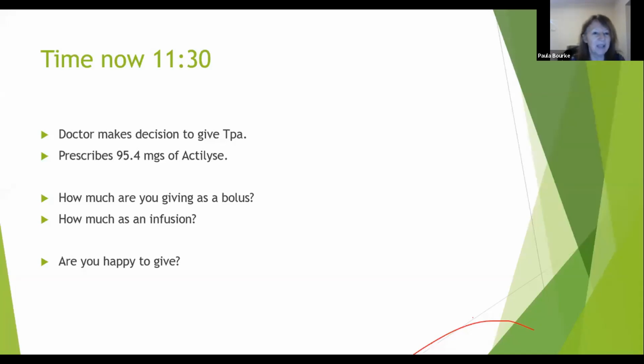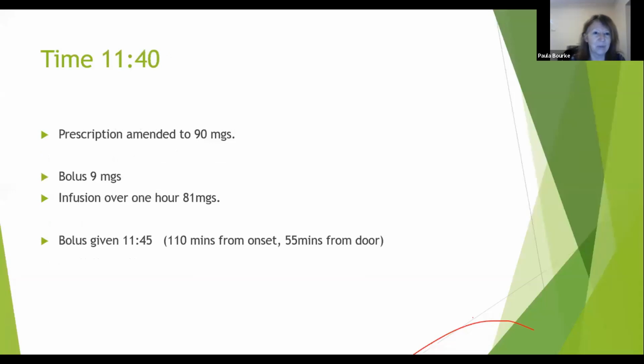Everybody gets into a panic. Mistakes are easy to be made. And everybody's aware that it's 0.9 per kilogram. And it's very, very easy to forget. Okay? So 2 brains are much better than 1. So use the doctor's and your own. 11:40, sorry. Prescription amended to 90, bolus 9, infusion 81. Bolus was given 11:45. That's 110 from onset and 55 minutes from the door. That's really good. Could get better, but it's another 60. It's a good start.